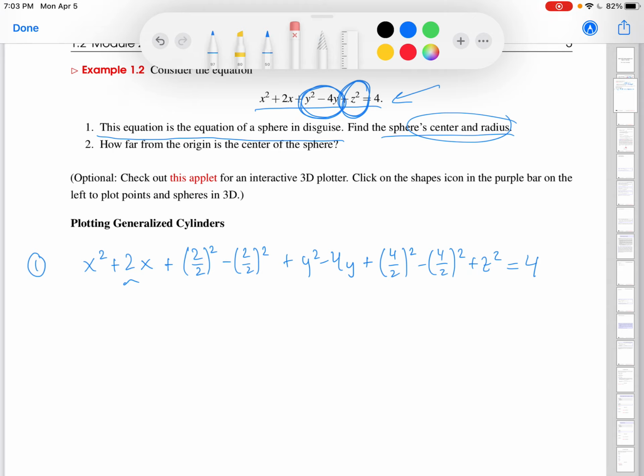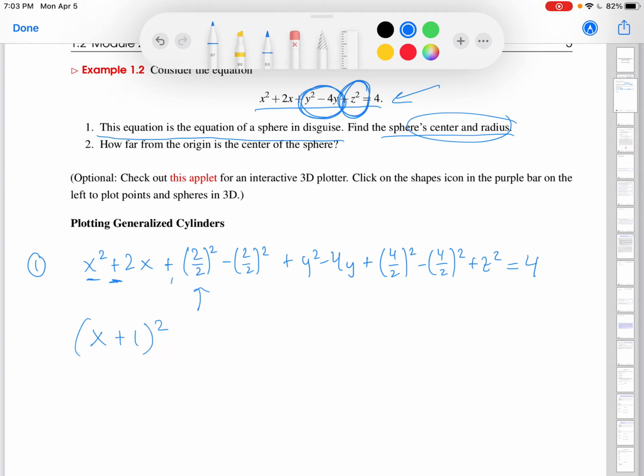Great, so then let me combine things to make our perfect squares. So what I do now is I combine the x, I keep the sign with whatever the number here is. So 2 over 2 is 1. So I get x plus 1. That's my perfect square.